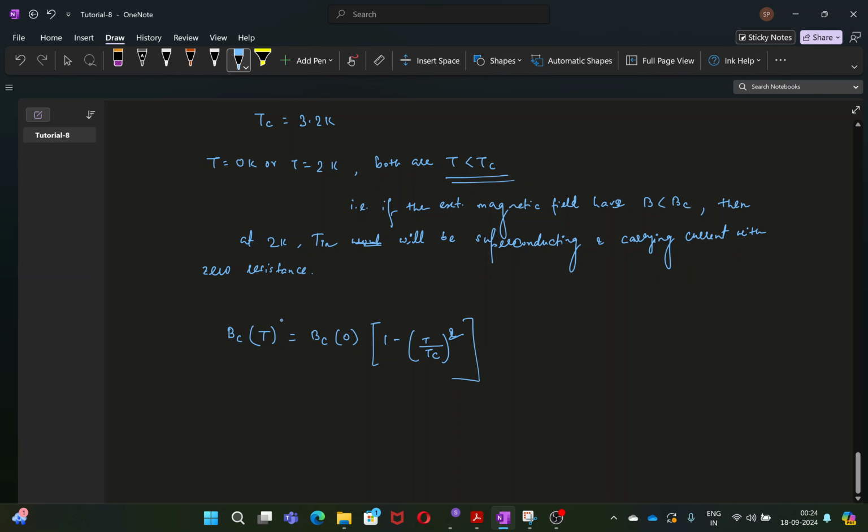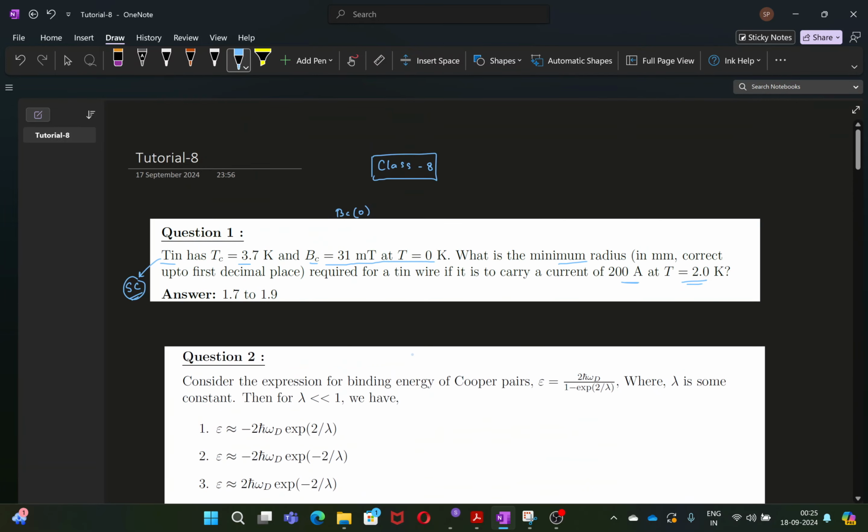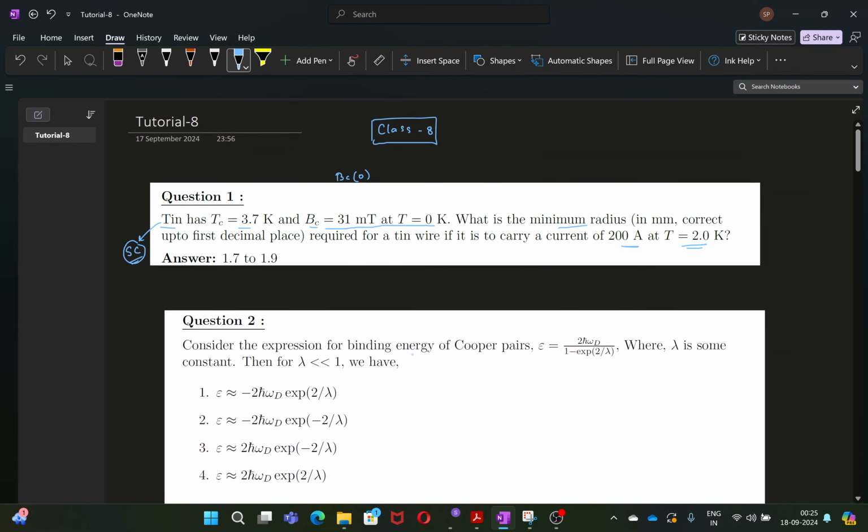Okay, so this is the formula. If you remember, we have also used it multiple times before in the earlier tutorials as well. So this is your temperature dependence of the critical field, right? Here in the question it is mentioned that BC0 is the critical field value at T equal to 0 Kelvin, and Tc was not 3.2 but 3.7 Kelvin.